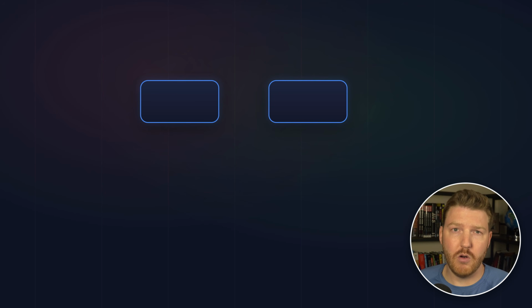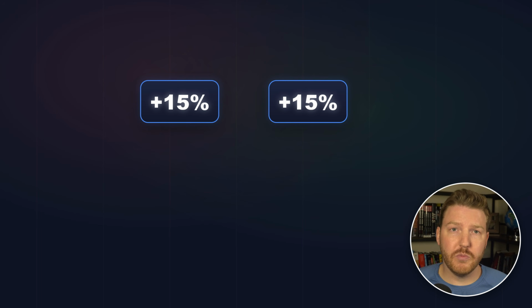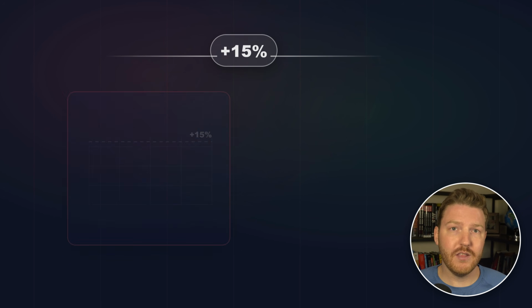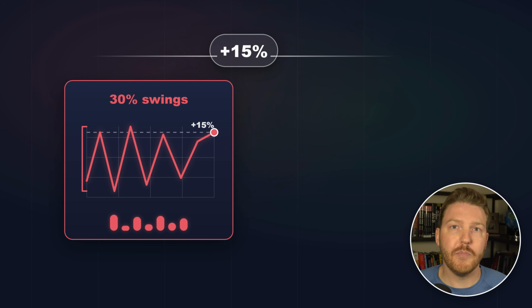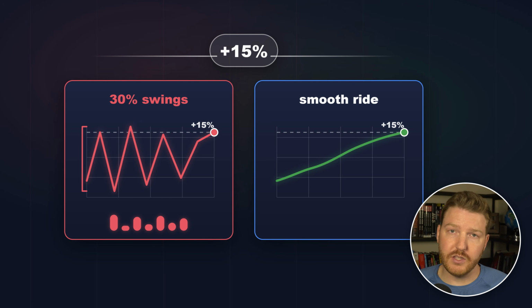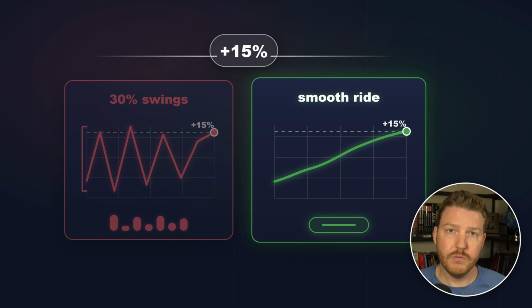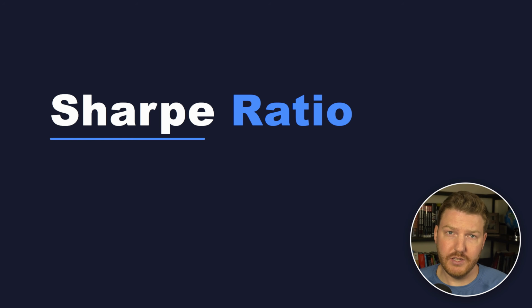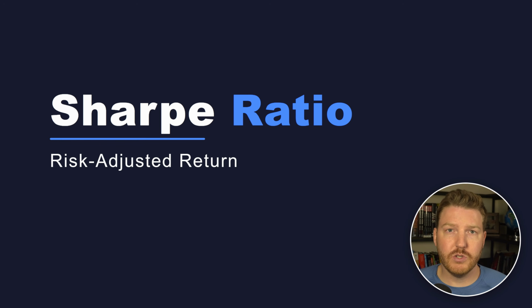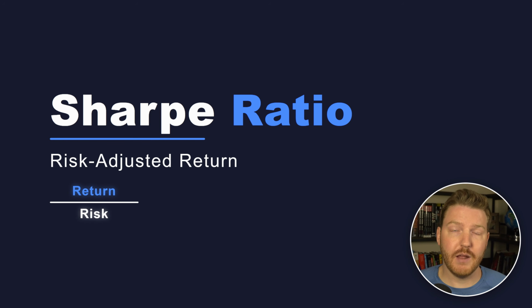Here's the problem with raw returns. Two funds both made 15% last year. Most people would call that a tie, but one of them put you through wide 30% swings while the other barely moved. That smoother ride isn't just more comfortable, in many cases it can be more valuable. The Sharpe ratio captures this. It measures risk-adjusted return, answering a simple but powerful question. How much return am I getting for each unit of risk that I'm taking?